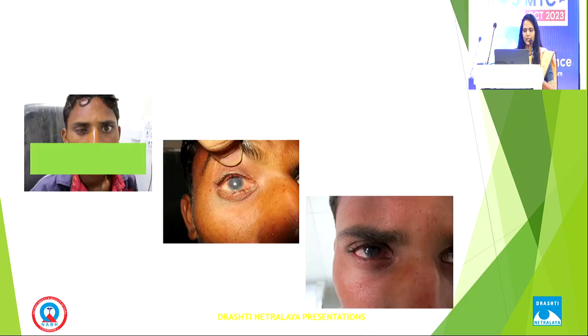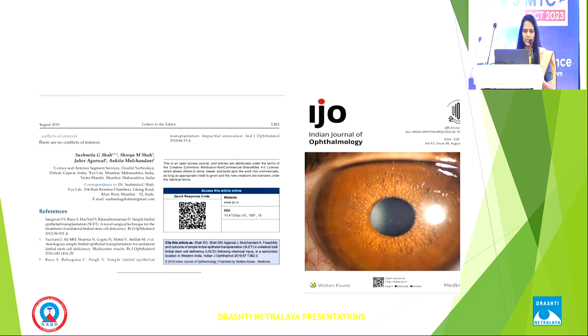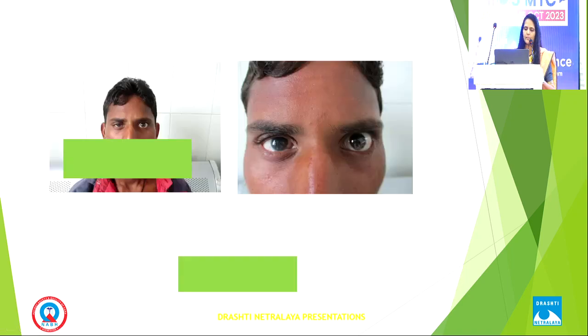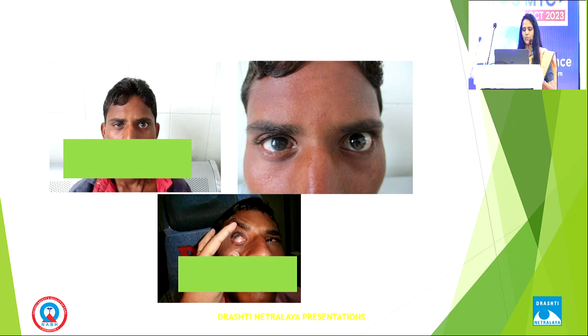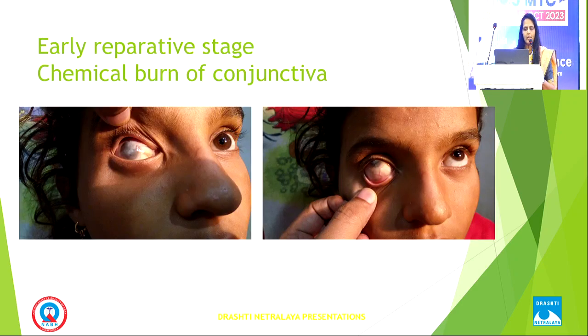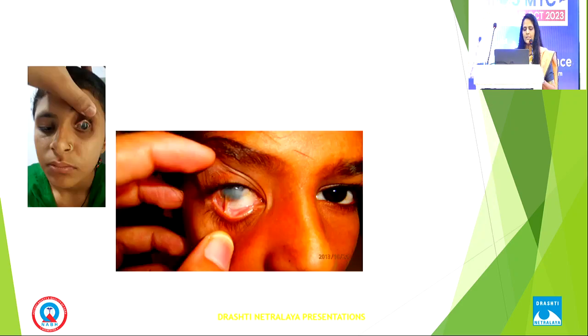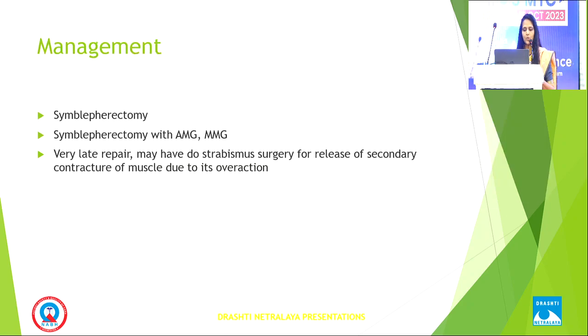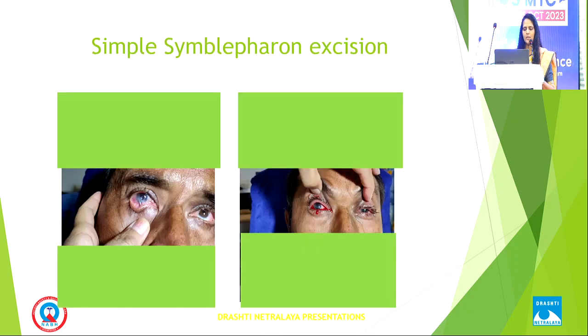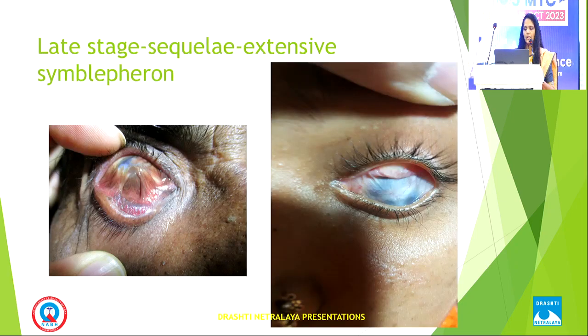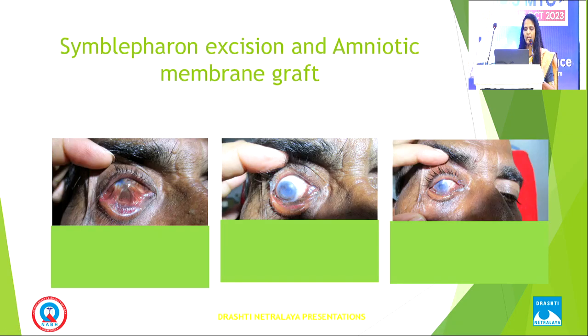So this was the second day post-operative, and later on you can see how the SLET technique improves and the cornea gets clear, which was published in this whole series of techniques published in IJO from our institute. In the early reparative phase of chemical burns of the conjunctiva, again if there is diplopia in symblepharon, simple symblepharectomy with or without AMG and MMG works. So simple excision is seen here, and in late sequelae there will be extensive symblepharon.